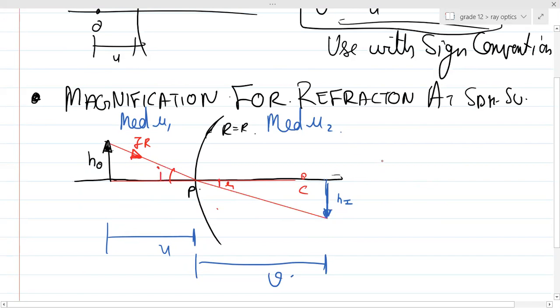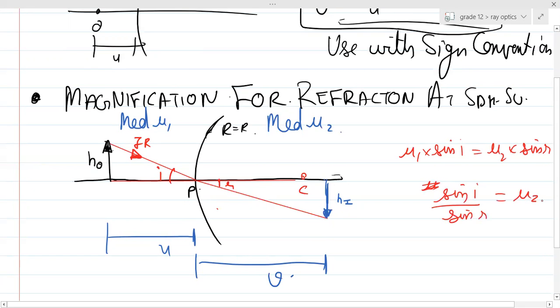Anyways, we want to find out what is the magnification formula. First of all, we know by Snell's law mu1 into sin I will be equal to mu2 into sin R. By Snell's law, yes or no? So from here, can I say sin I by sin R is equal to mu2 by mu1?